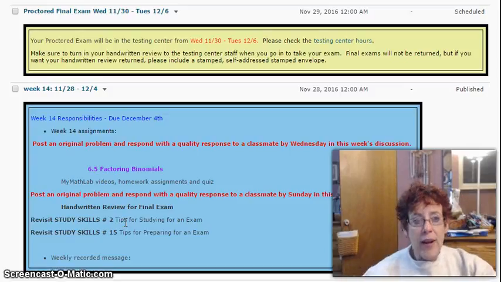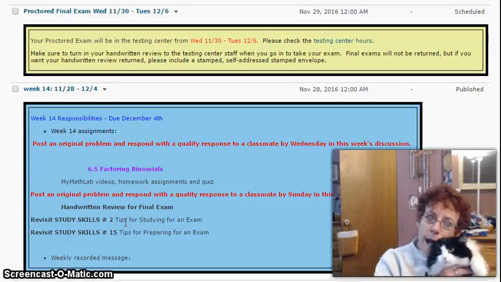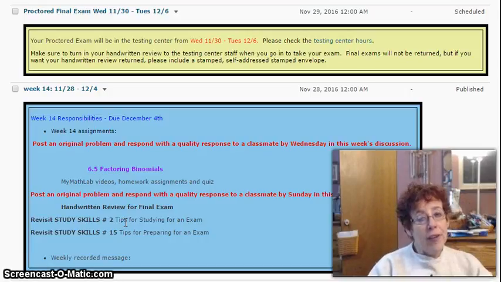And now we have Lola, who I will let you see. That's my little Lola. And she wants you to do very well in your final exam as well.